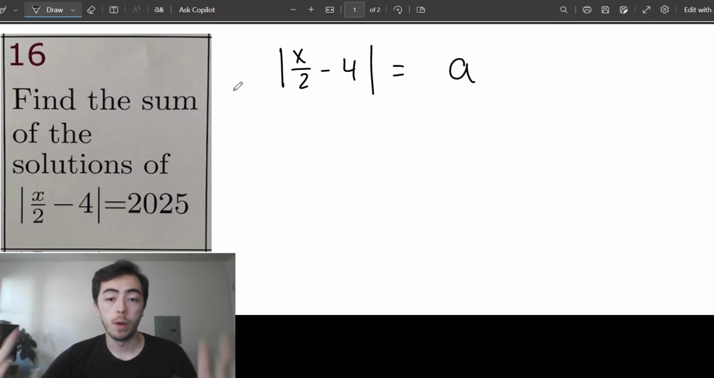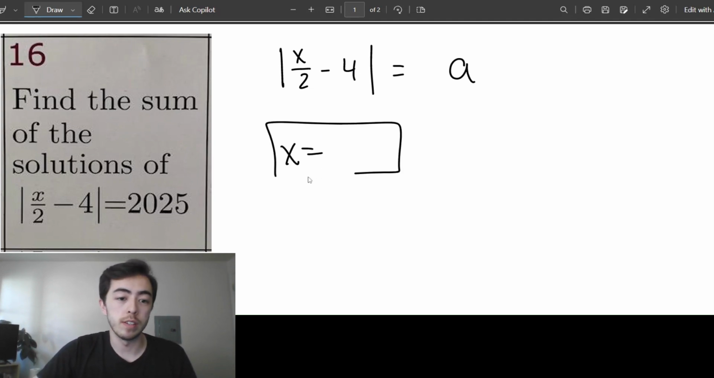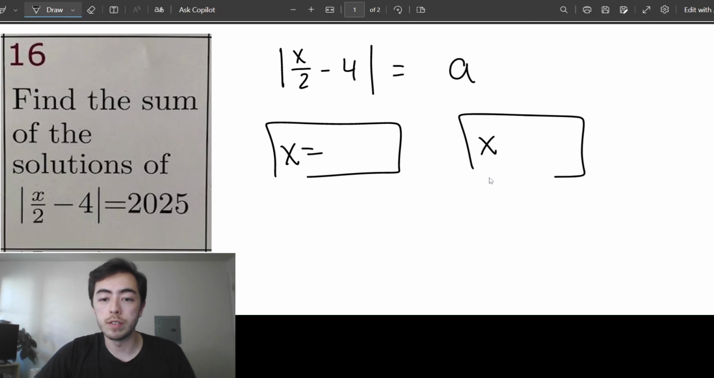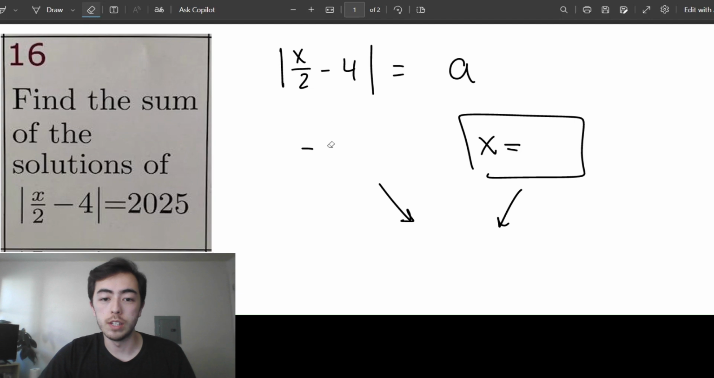Okay, so let's figure out how to do this. Find the sum of the solutions of this equation. So we're going to get some kind of solution, x equals blank. Since it says solutions, plural, I'm expecting at least 2. And then when we add these two values together, we should get 16. So let's try to figure it out.